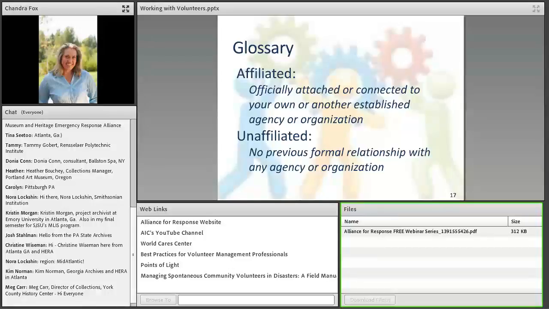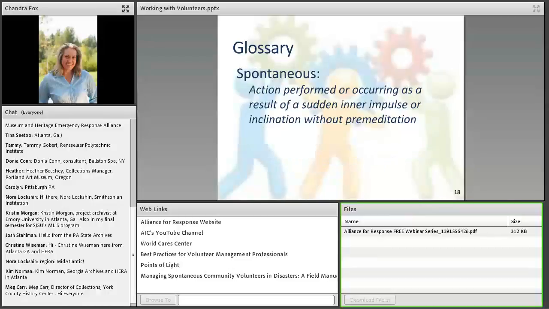Volunteers can be either affiliated, which is officially attached or connected to your own or another established agency or organization, or they may be unaffiliated, so no previous formal relationship with any agency or organization. And lastly, spontaneous: an action performed or occurring as a result of a sudden inner impulse or inclination without premeditation. And both affiliated and unaffiliated volunteers can be spontaneous. Generally, affiliated volunteers, we try to train them, at least from the emergency management perspective, so they understand not to self-deploy, as we say, but they may. But if they do, they come with a certain level of training, and you may be able to utilize them differently than just your typical spontaneous volunteer coming to you just off the street.